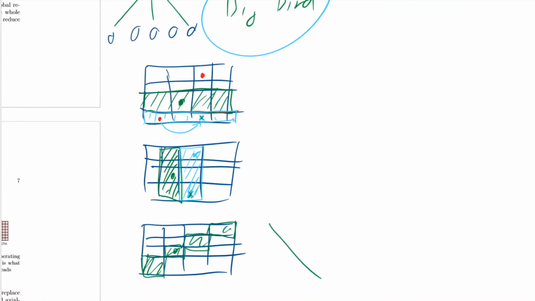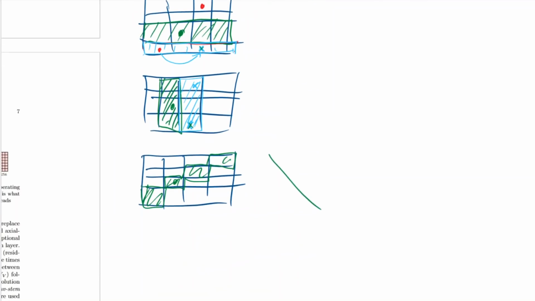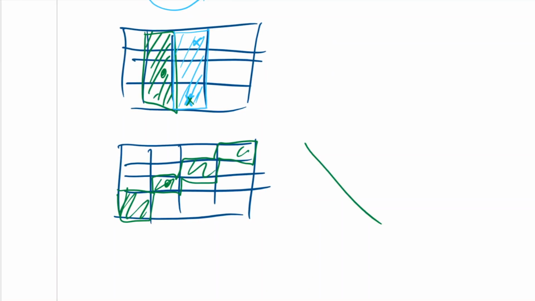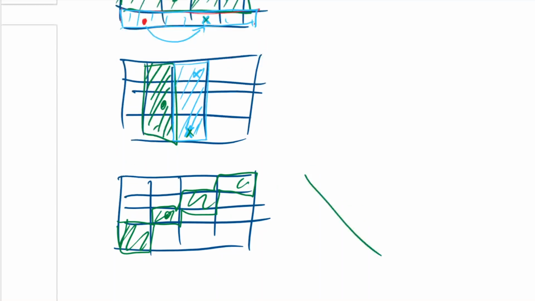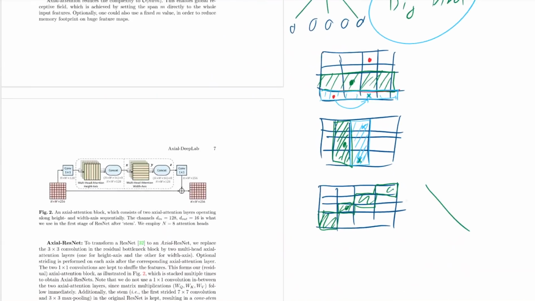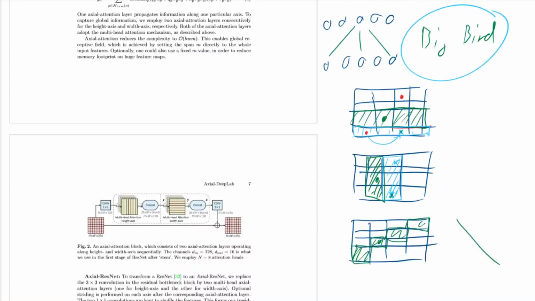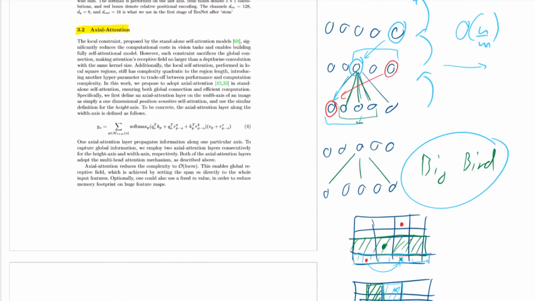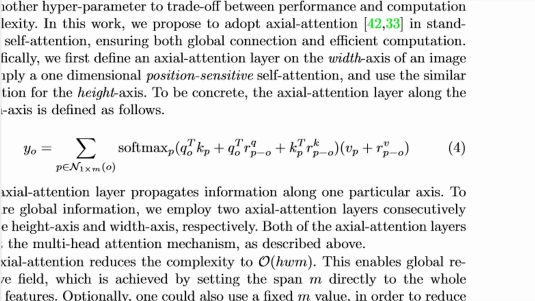Again, this isn't specific to rows or columns. You could do this, as I said, with these kind of diagonals. You could do it with any other sort of sub-pattern where you can sort of guarantee that the overlap between the layers is enough so you can send information around pretty efficiently. And they use this right here. So this axial attention, you can see the formula is exactly the same.